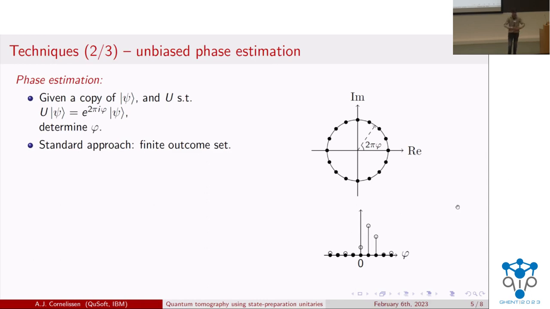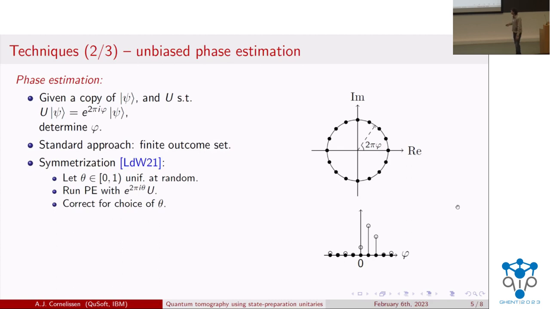The standard phase estimation algorithm gives you a finite output set and a probability distribution which is peaked around the real value of what you want to compute, but it's a bit chaotic. It decays a little bit chaotically on the sides. And because it decays quite chaotically, there's some bias here. If you compute the expectation value of this distribution, you're not exactly going to end up at the value that you want to compute. So how do we resolve this?